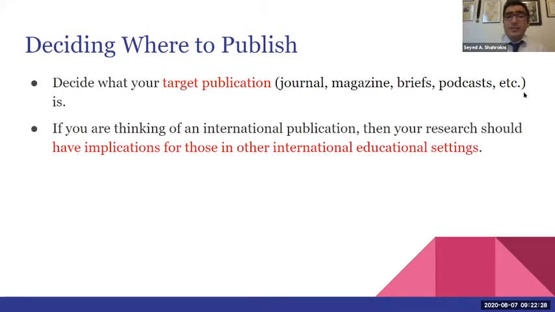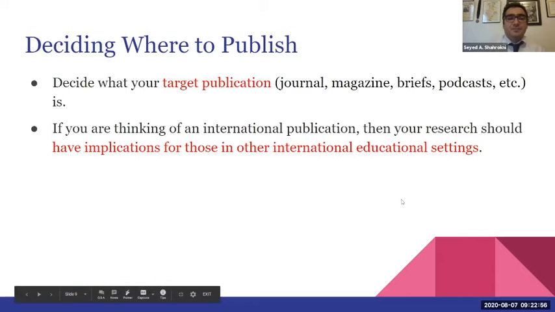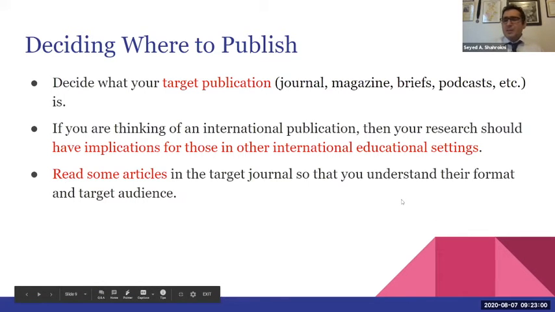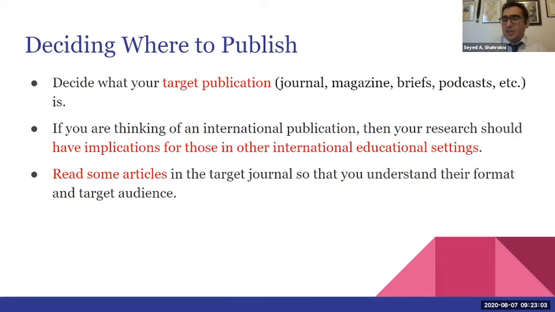If you're thinking of an international publication, then your research should have implications for those in other international educational settings. If you're targeting an international journal or a journal with an international readership, make sure that your study has implications for use in international educational settings. That's very important. Read some articles in the target journal so that you understand their format and target audience. If you read their mission statement, their scope and aims, you would certainly have an idea of what this specific journal is interested in.